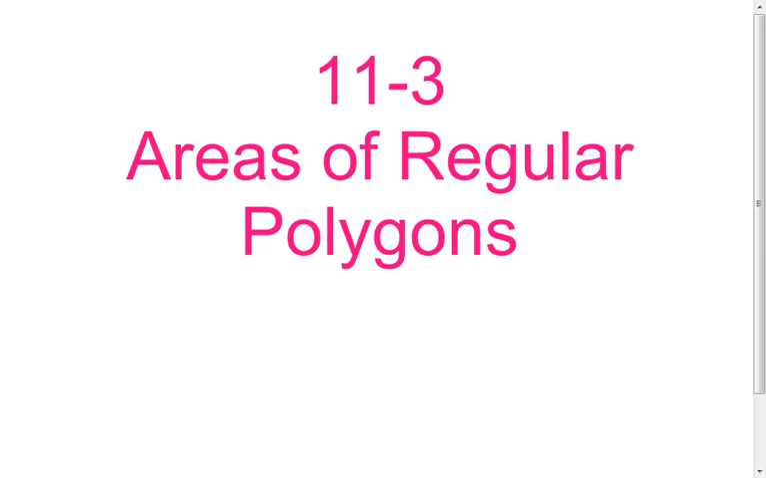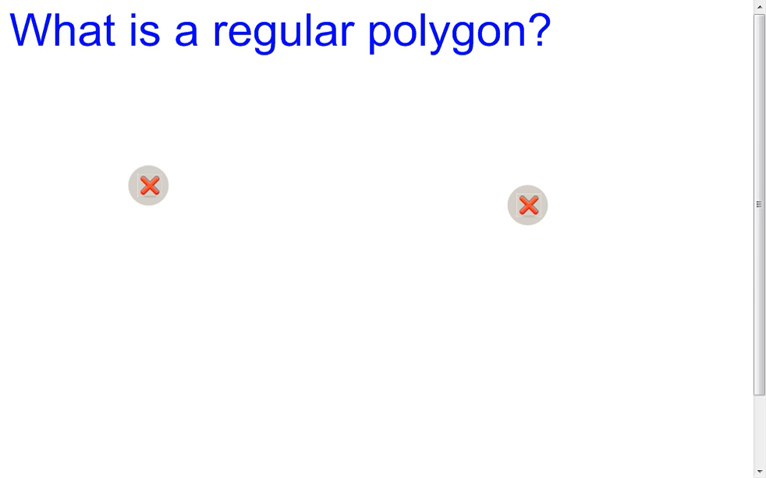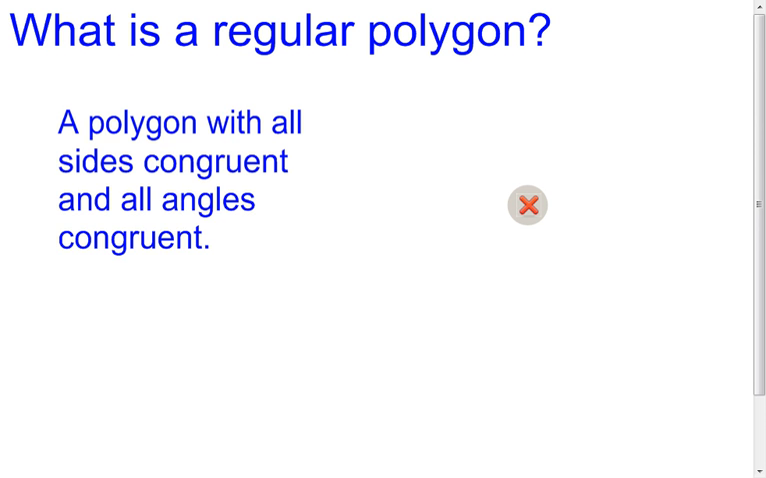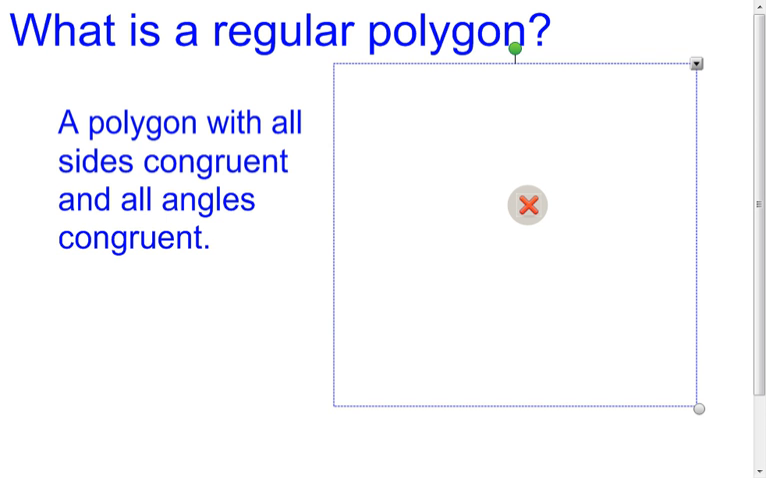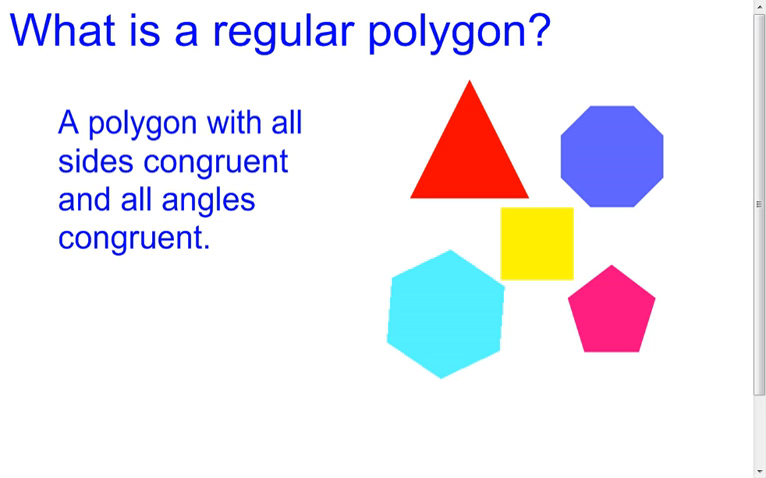I want to talk about finding the area of a regular polygon. So first, let's just do a quick review of what a regular polygon is. If you think back, it's a polygon where all the sides are congruent and all the angles are congruent. And under here, I have some pictures of examples of things that hopefully appear to look like regular polygons. And we're going to find out a way to find the area of all of those.